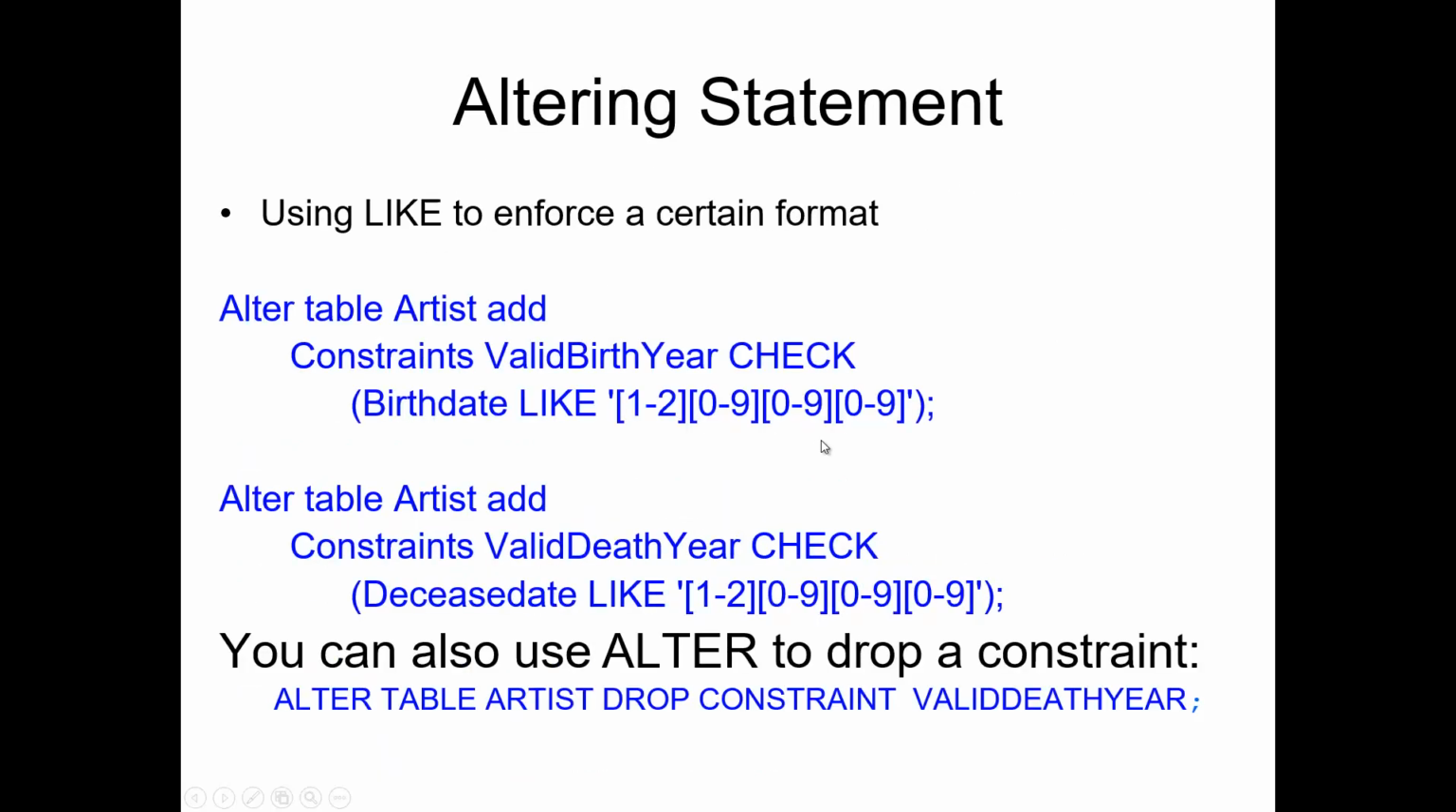We can also enforce a certain format for the birth date using the like statement. So we are going to limit, as we stated before within the constraints, that the first digit will be either 1 or 2, while the other digits can vary from 0 to 1. And the same can be enforced on the deceased date. So this is another check constraint that I can add to the table.